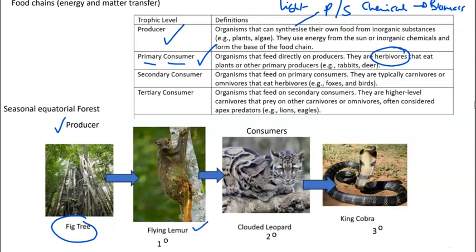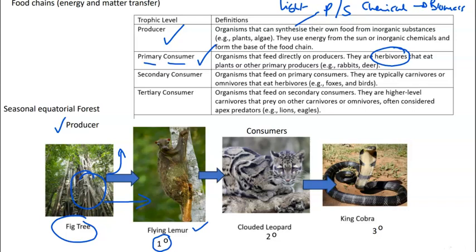So here we have our flying lemur on a tree about to eat part of the fig tree. When we say primary, this can be denoted by this annotation here, the one with the small 0 in the superscript. Now the primary consumers have then taken the energy and matter in the tree and transformed it through eating to become a lemur, but some of that, of course, will have been lost as heat in the process.